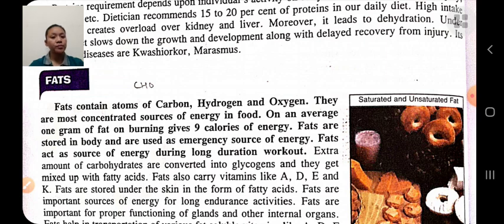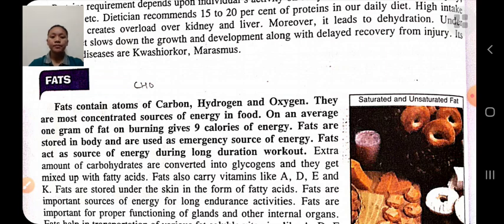Fat is stored in the body and used as an emergency source, whereas carbohydrate is not stored in our body. Fat acts as a source of energy during long duration workouts. If we participate in long duration activity like marathon running, cycling, etc., we should take more fat in our diet. Extra carbohydrate is converted into glycogen and gets mixed up with fatty acid.